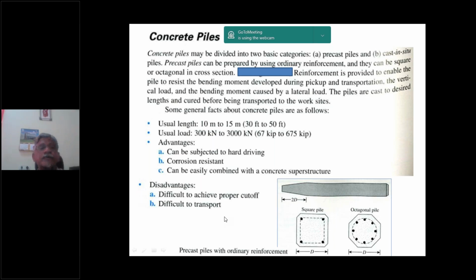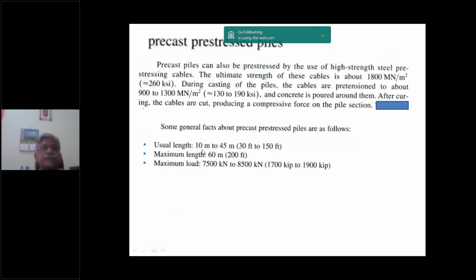And the precast prestressed piles also will be used. And the usual length of these precast prestressed piles is in the order of 10 meter to 45 meter. Their maximum length will be in the order of 60 meter. The maximum load that the precast prestressed piles can take is 750 tons to 850 tons.